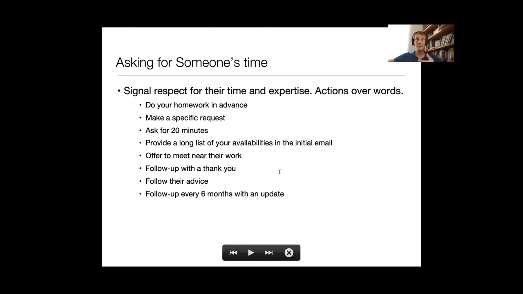But if somebody does take the time to meet with you, obviously you're going to show up on time. Which means if you're in LA and you're trying to get somewhere in person, you're going to show up 20 minutes early, because if you don't, you're risking being late since you can never predict traffic in LA. So you're going to be on time for sure. You're going to be dressed professionally. You're going to have done your homework and have some questions. If they spend 20 minutes with you, then you send a follow-up thank you afterwards. And if they've given you advice, follow it. That's one of the ways you demonstrate respect for their time and expertise.